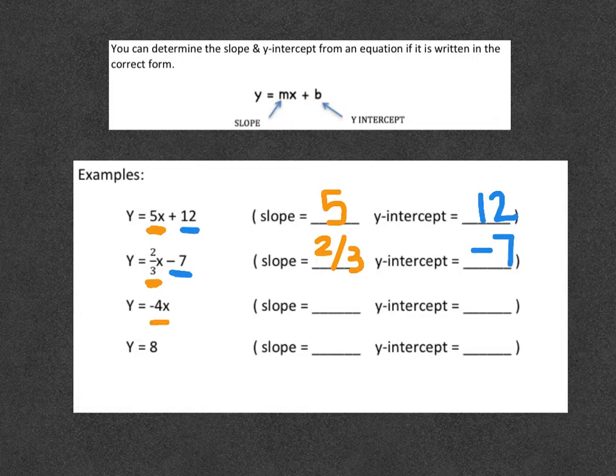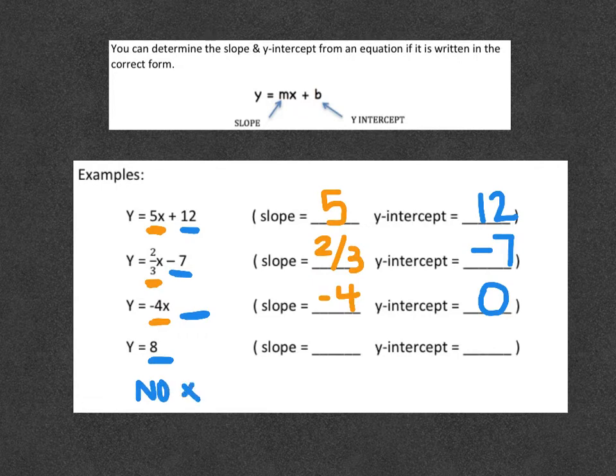The next example says -4x. That means my slope is -4. This one has nothing at the end of it. If there's nothing there, that means your y-intercept is 0. Nothing is there. The last one, this doesn't have an x. All this has is an 8.